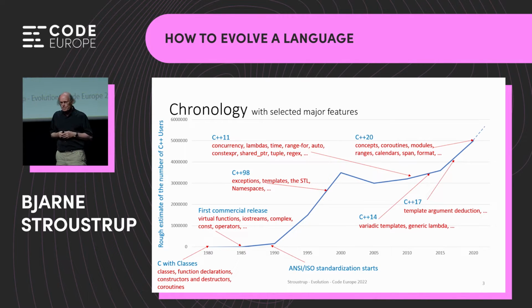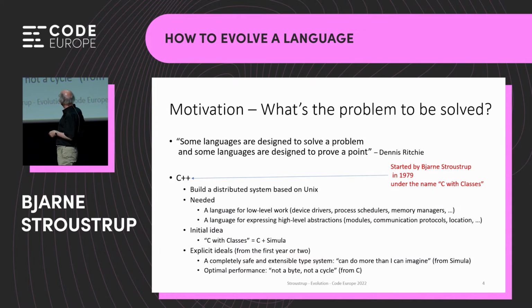I mean, if you look at this slide here, there's a lot that's been going on over the years, and it is somewhat amazing that it's still going strong over 40 years, from one person to more than 5 million developers. And there's been ups and downs, but we have to evolve it. Okay, so basically, I heard Dennis Ritchie say once there were languages designed to solve a problem, and then there were languages designed to prove a point. He did not like the languages that were designed to prove a point.